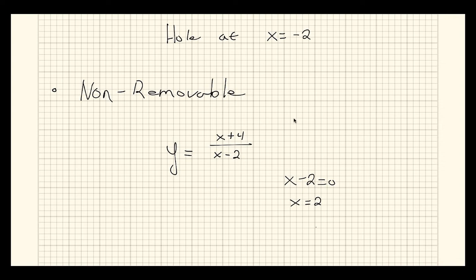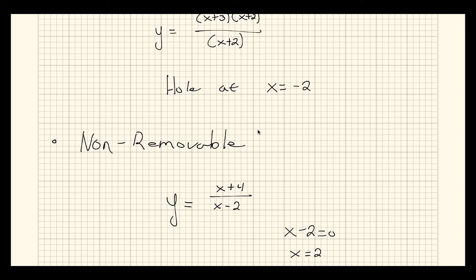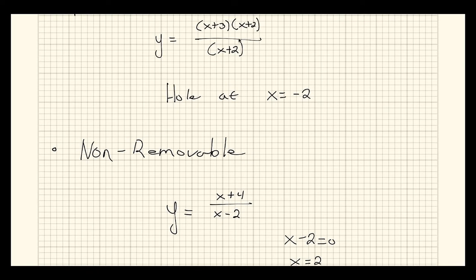The reason is that the x minus 2 is not cancelable, it's not removable. Basically, we don't have a factor of x minus 2 on top, just like we do on the bottom, like in the case up here where x plus 2 appears on top and on bottom. So that's what I mean by removable versus non-removable.